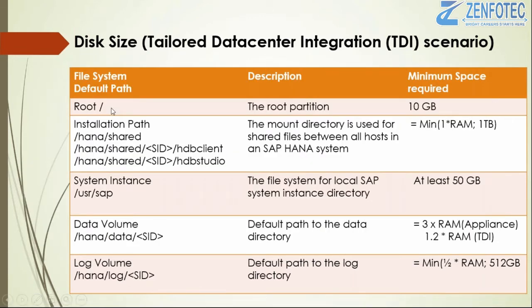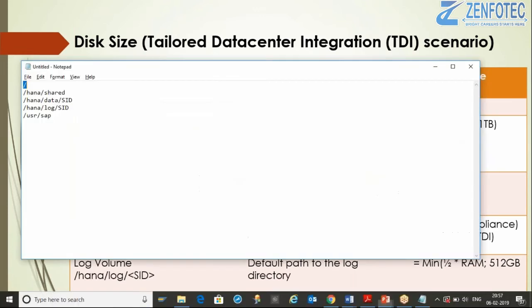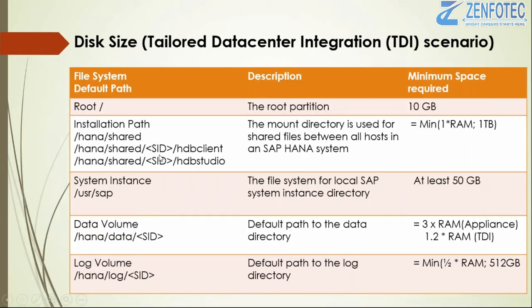And for the HANA shared, this is the /hana/shared. Under that you will have the client libraries, global directories, profiles, instance profiles, and executables. All the binaries you will have under HANA shared. So what is the required size?